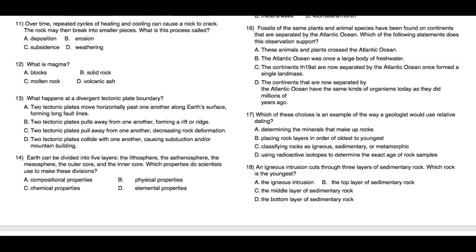Question 16. Fossils of the same plant and animal species have been found on continents that are separated by the Atlantic Ocean. Which of the following statements does this observation support? A. These animals and plants crossed the Atlantic Ocean. B. The Atlantic Ocean was once a large body of fresh water. C. The continents that are now separated by the Atlantic Ocean once formed a single landmass. D. The continents that are now separated by the Atlantic Ocean have the same kind of organisms today as they did millions of years ago.